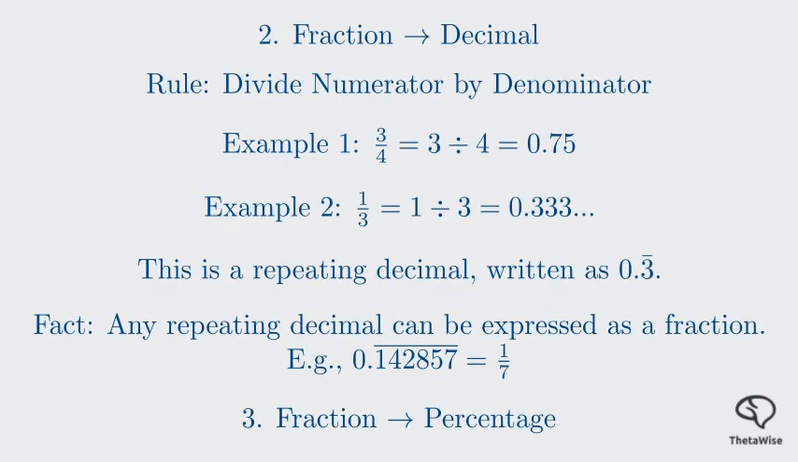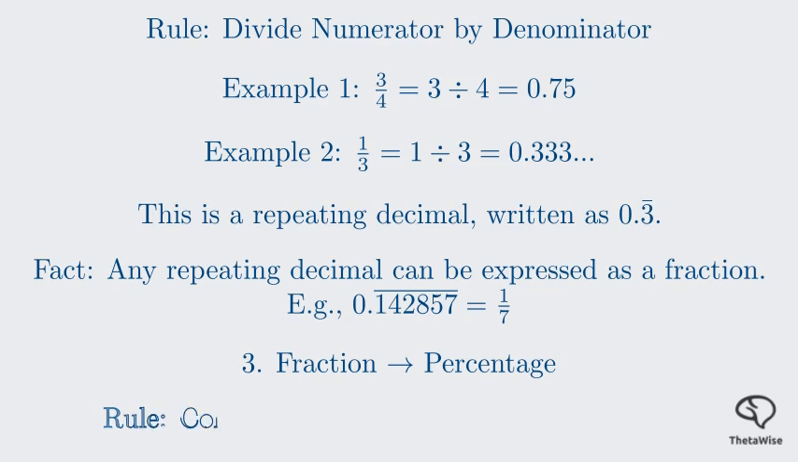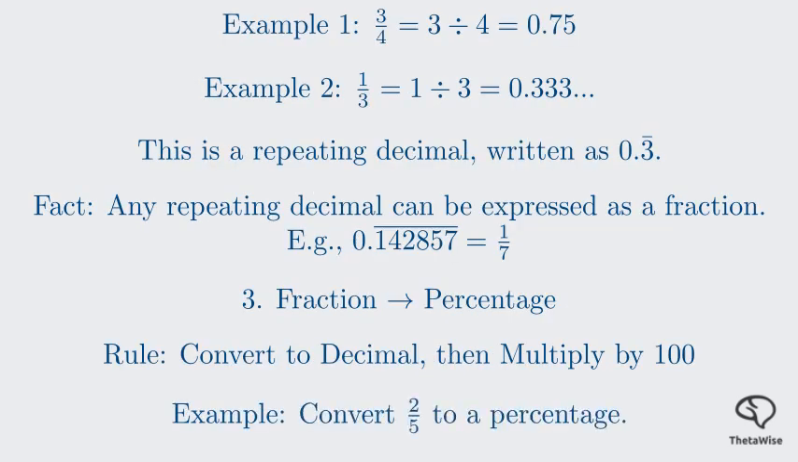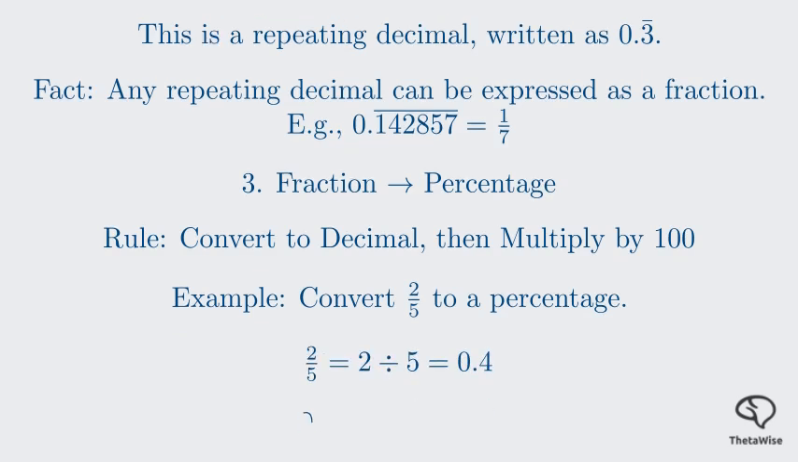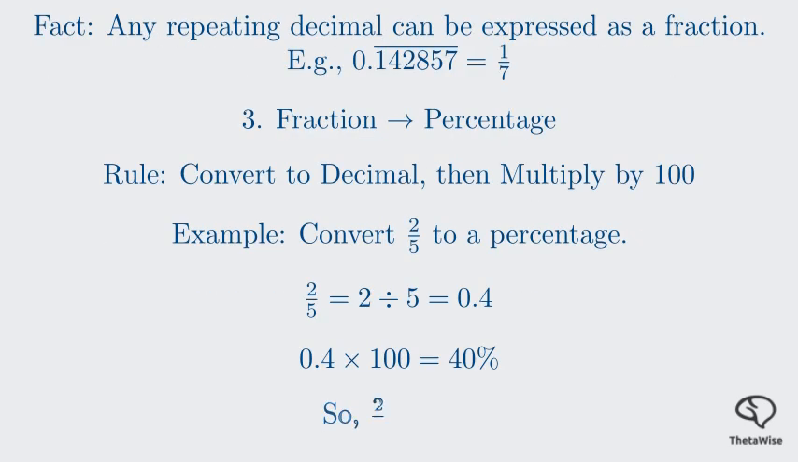Finally, to convert a fraction to a percentage, you first convert it to a decimal, and then multiply by 100. Let's convert 2 over 5 to a percentage. First, 2 divided by 5 is 0.4. Then, we multiply 0.4 by 100, which gives us 40%. So, 2 over 5 is 40%.